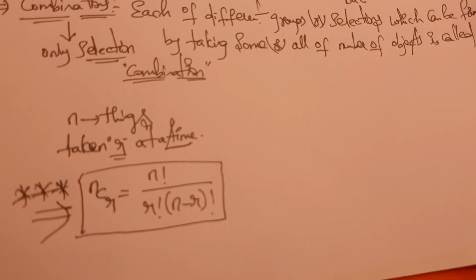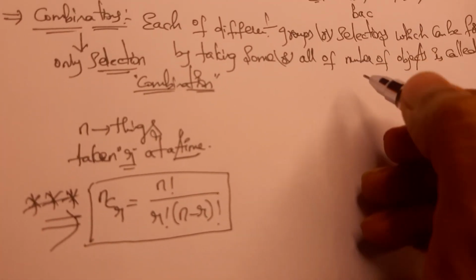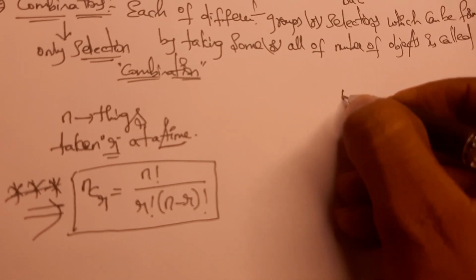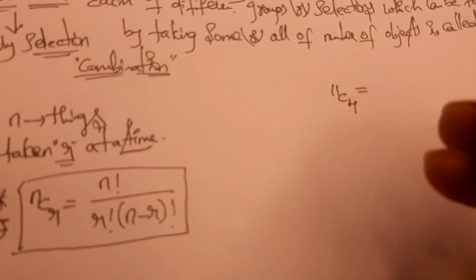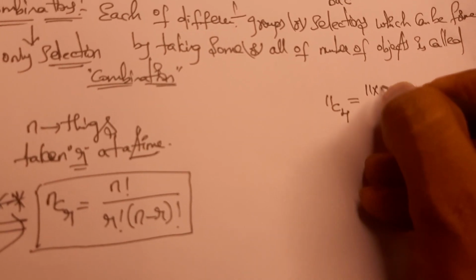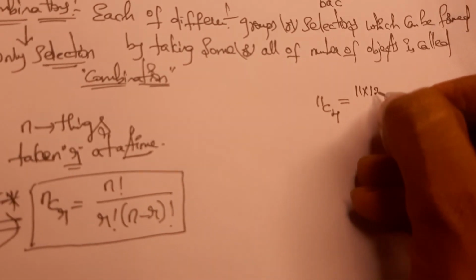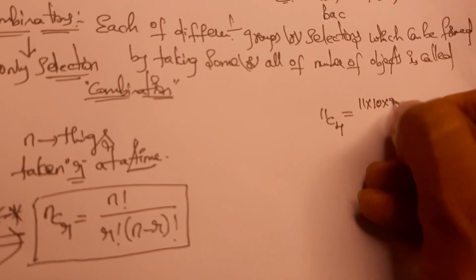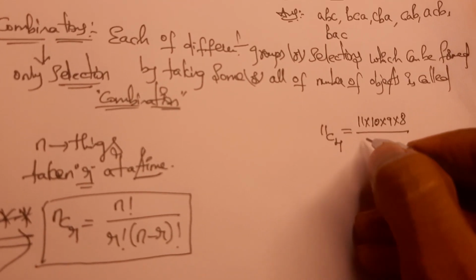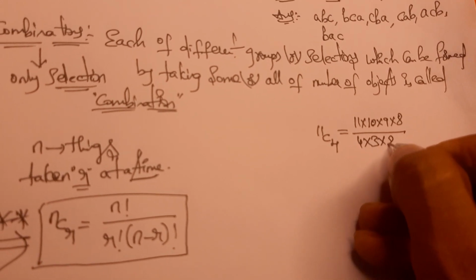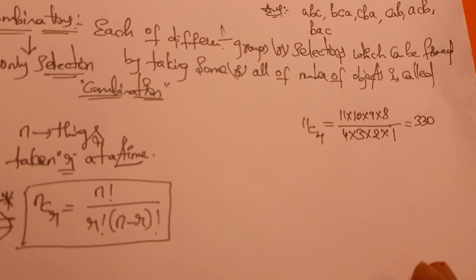Okay, let's see some quick examples for combinations. If I take n as 11 and r as 4, what will happen? That will be 11 cross 10 cross 9 cross 8, divided by 4 cross 3 cross 2 cross 1. If you solve this, you will get the answer as 330.